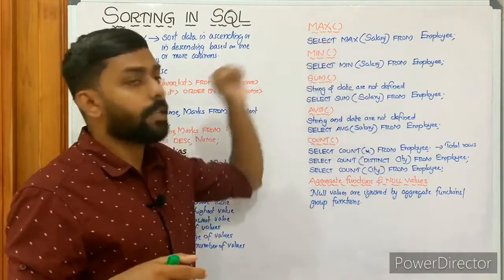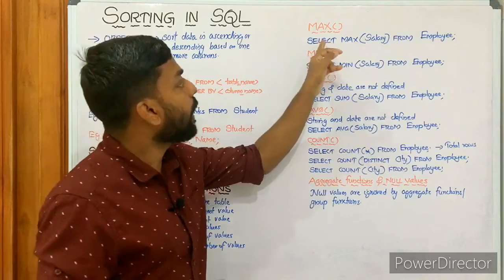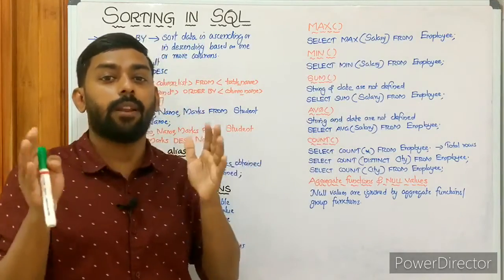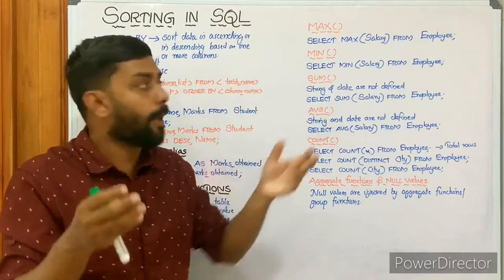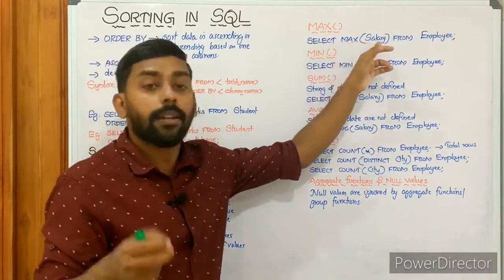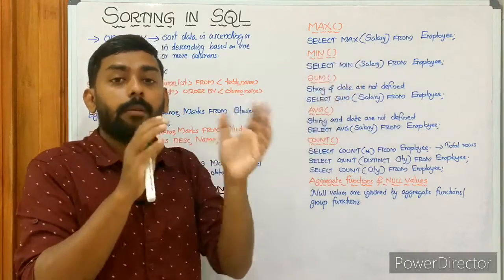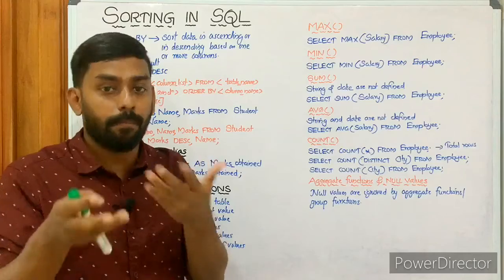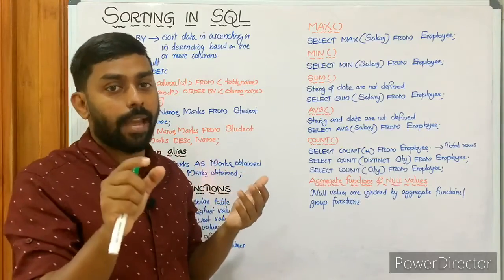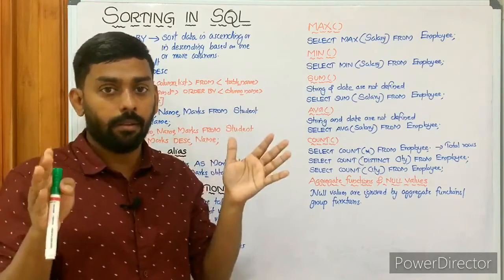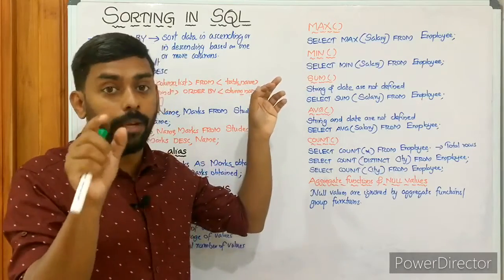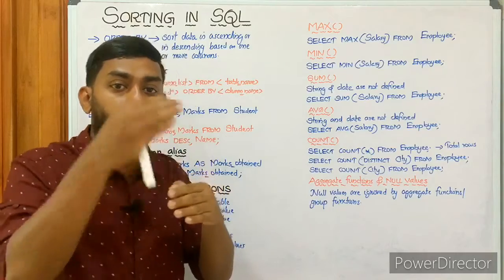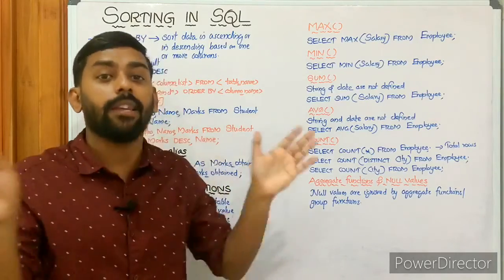One by one. First one is max. We have an example: select max of salary from employee. What will be the column name? Of course, max of salary, because we have selected max of salary. That will be the column name, and it displays the highest salary of the employee, 1 lakh. Only one result will be displayed: max of salary is the column name, and there will be only one value under it, the highest salary.